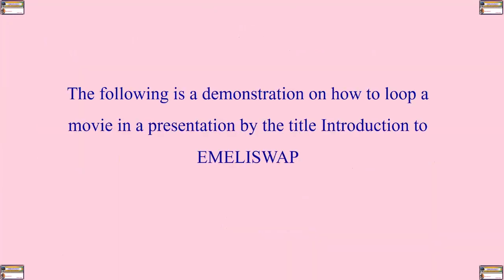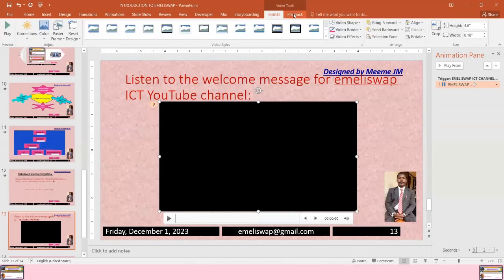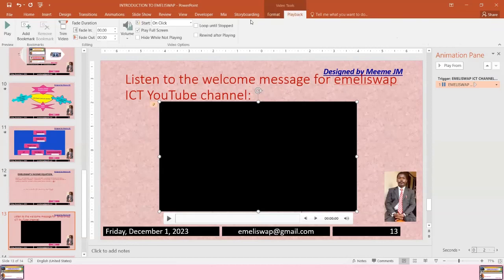So the following is a demonstration on how to loop a movie in a presentation by the title Introduction to Emily Swap. So if I want to set this video to loop, what I need to do is to click on the playback and the video tools menu. So let me click on playback and the video tools menu.